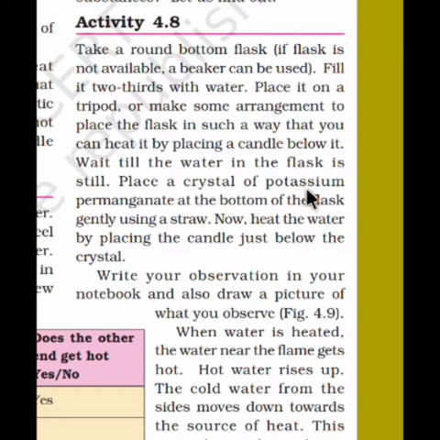Place a crystal of potassium permanganate at the bottom of the flask gently using a straw. With the help of a straw, you have to put a crystal. Crystal means a solid tablet-like structure. You have to put it at the bottom of the flask with the help of a straw. Whose crystal? Potassium permanganate. It is of dark purple color. Now heat the water by placing the candle just below the crystal.